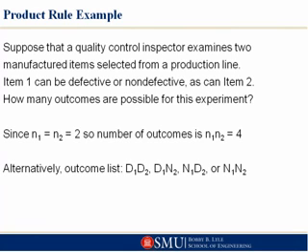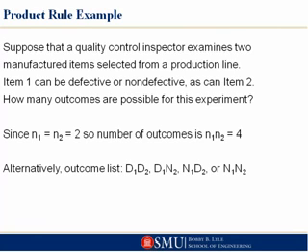Suppose that a quality control inspector examines two manufactured items selected from a production line. Item 1 can be defective or non-defective. Item 2 can be defective or non-defective. How many outcomes are possible for this experiment? Since N1, how many different ways can the first item be picked? What can it be? It can either be defective or non-defective. So N1 is equal to 2.